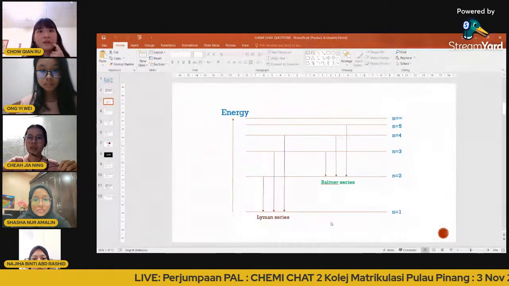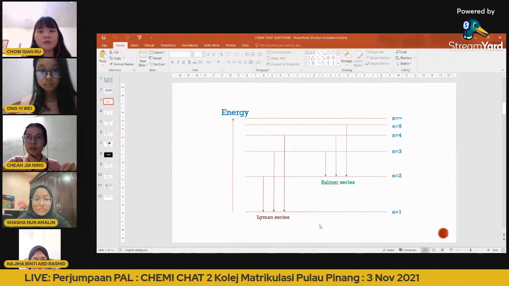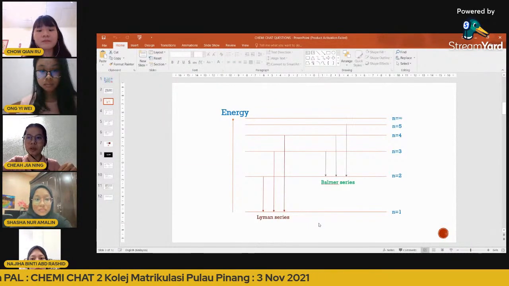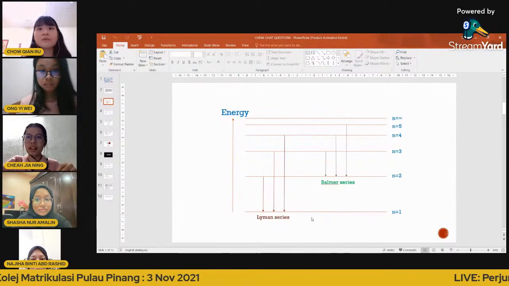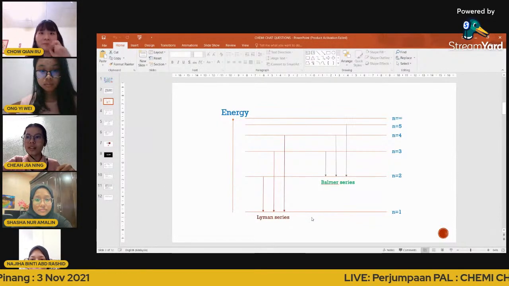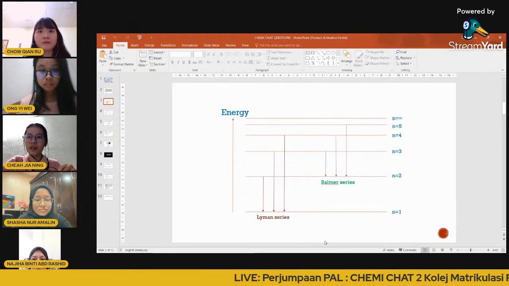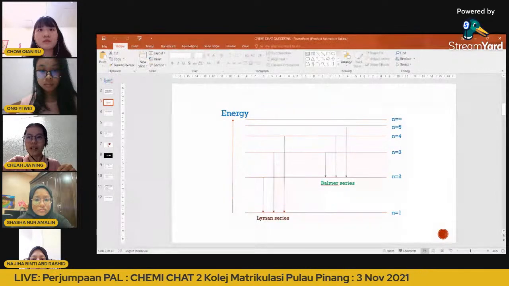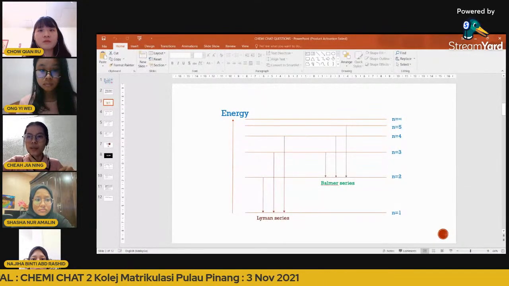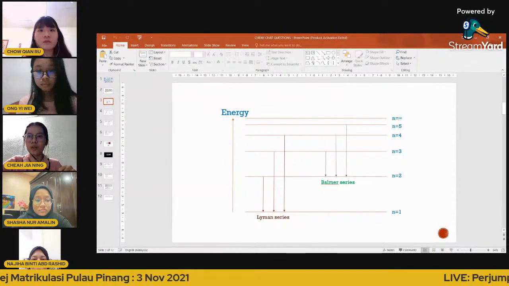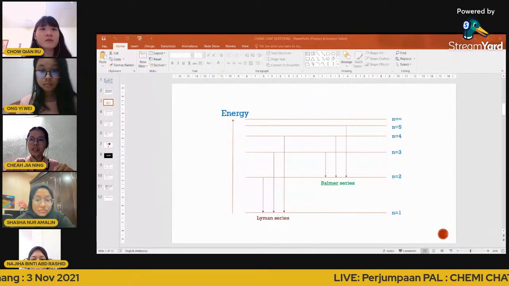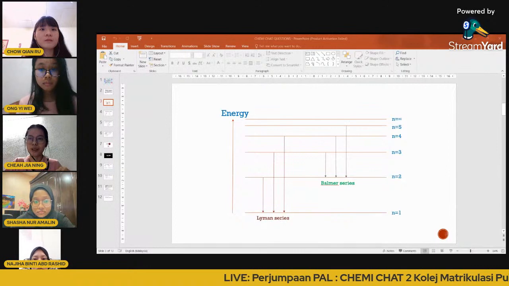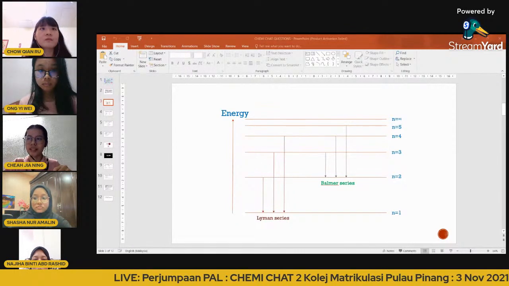So this is what we will get. As the question mentioned, we actually just need to draw the first 3 lines. So for the Lyman series, it occurs when electron falls to n equal to 1. So our first line will be n equal to 2 fall to n equal to 1. And the second line will be n equal to 3 falls to n equal to 1. And the third line is n equal to 4 to n equal to 1. While for the Balmer series, it occurs when electrons fall to n equal to 2. So our first line is going to be n equal to 3 into n equal to 2, and the second line is n equal to 4 into n equal to 2, and the third line is n equal to 5 to n equal to 2.